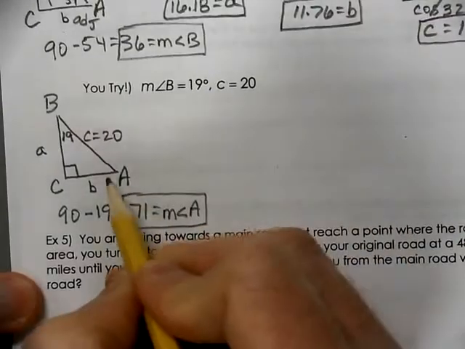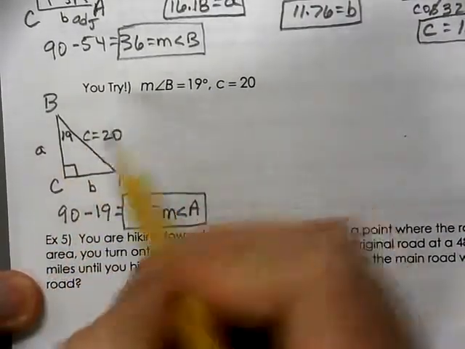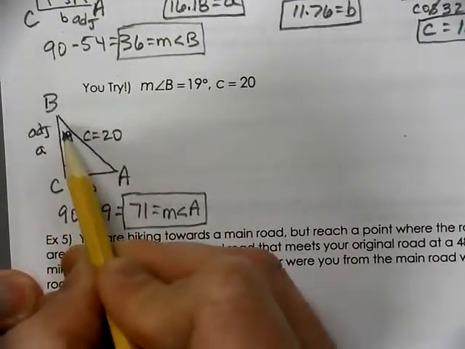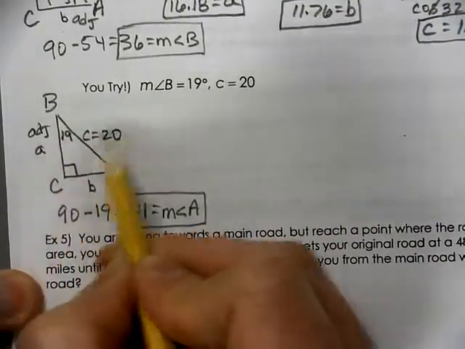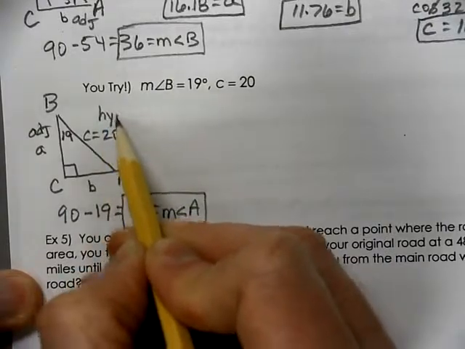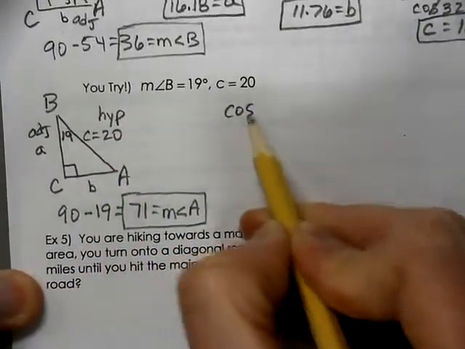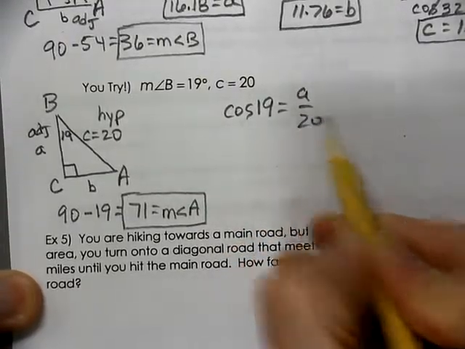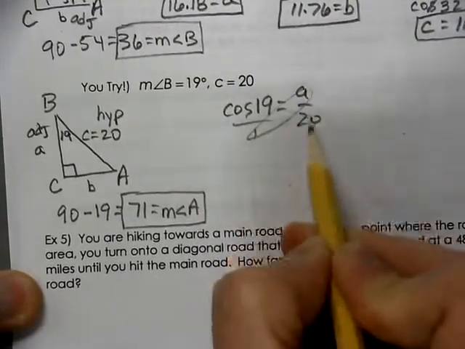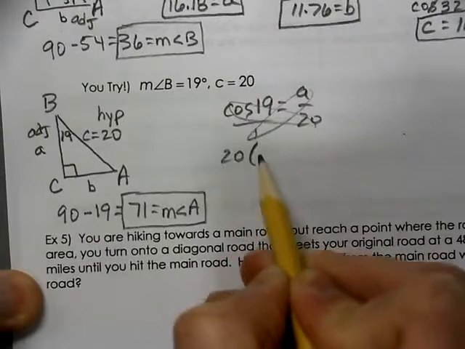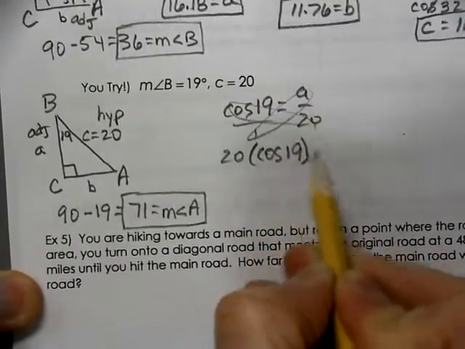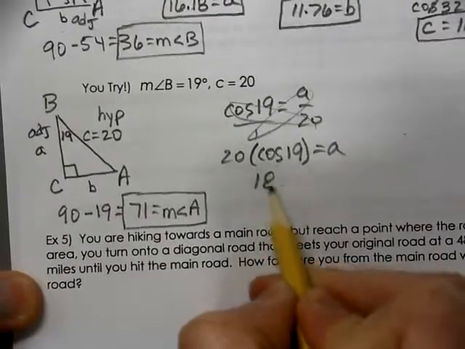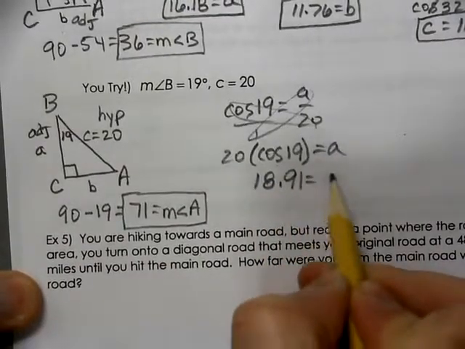To find A, which is the adjacent side to the 19. It's the adjacent side. The 20, side C, is the hypotenuse. So again, we're going to use cosine of 19 to be adjacent over hypotenuse. Cross multiply. 20 times the cosine of 19 equals A. And using your calculator, you'll get 18.91.